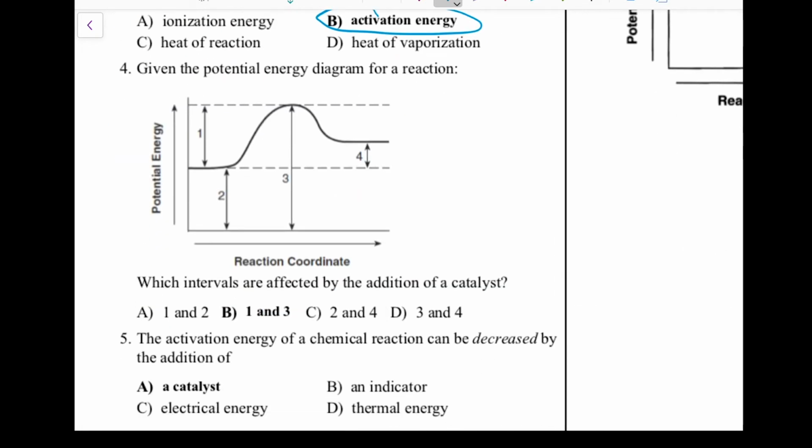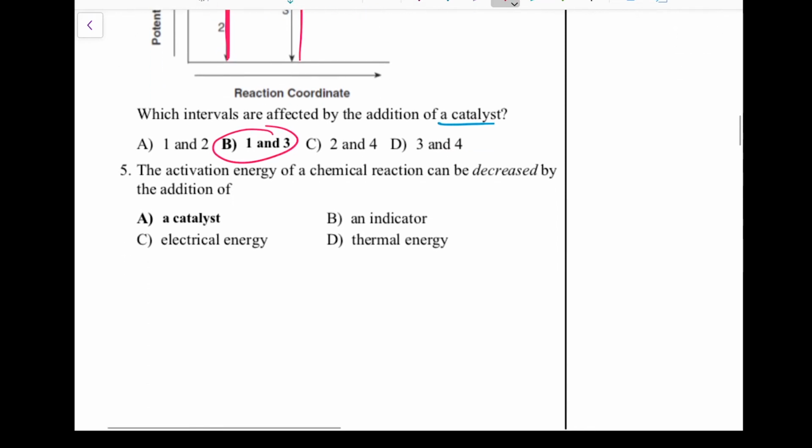Okay. Number 4 says, what happens if you add a catalyst? Again, if you want to draw it in, it's that pink line. You start over, only changing where you start. Don't change where you end. Only bring it down. So arrow 4 did not change. Arrow 2 did not change. Arrow 1 changed, and arrow 3 changed. So that is B. Again, catalysts do not affect where you start or where you end. It only lowers that peak.